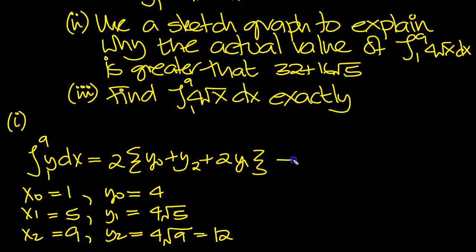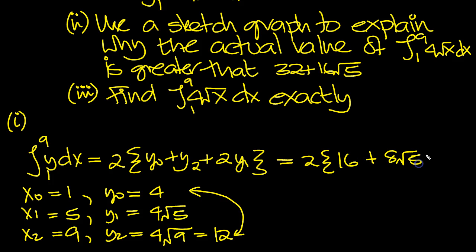So let's put them in then. So it's 2 times this one plus this one, which is 16, 4 plus 12, plus 2 lots of y1, which is 8 root 5. So we end up with 32 plus 16 root 5, which is what we wanted.